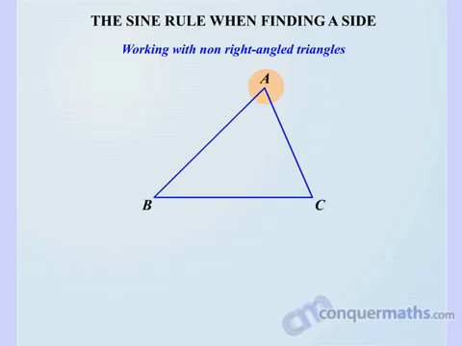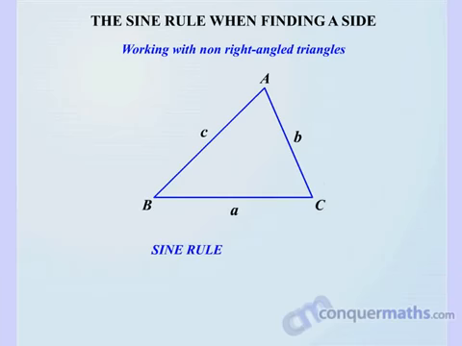Angle A there, let's identify the sides. Angle A, directly opposite that side we'll know as small a. Angle B, directly opposite that side will be small b. And in a similar way, angle C, the side directly opposite that, small c. So that's how we'll label any non-right angled triangle that we're dealing with.